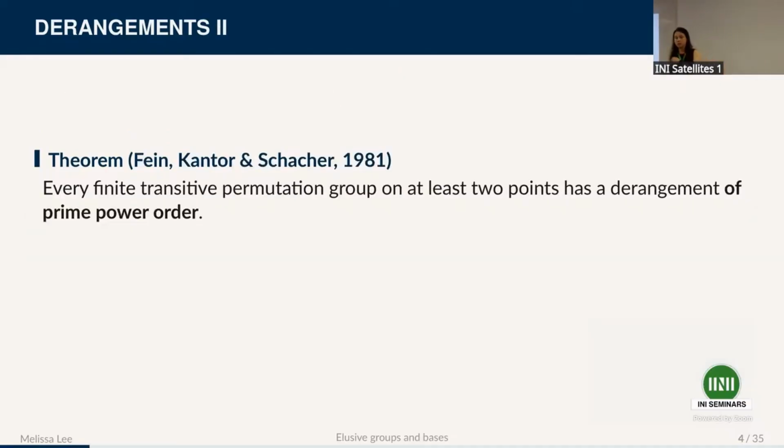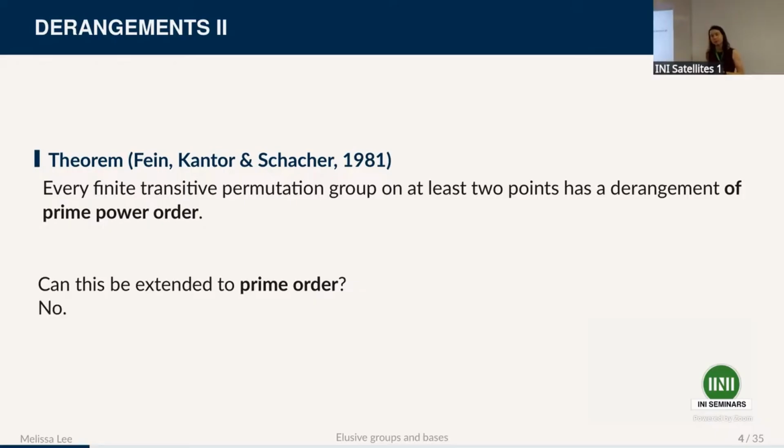Now, in 1981, Fein, Kantor, and Schacher used the classification of finite simple groups to show that you can strengthen Jordan's theorem: every finite transitive permutation group, on at least 2 points again, has a derangement of prime power order. So not just any old derangement, specifically one of prime power order. Now, reading this, my natural next question is, can you extend this to say that we can always find a derangement of prime order? And the answer is no.